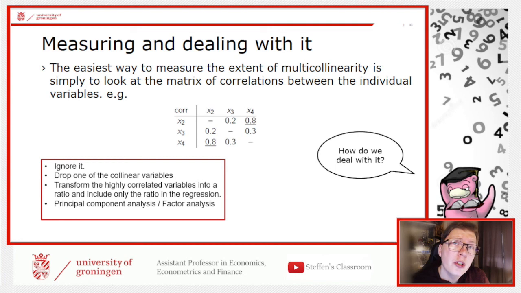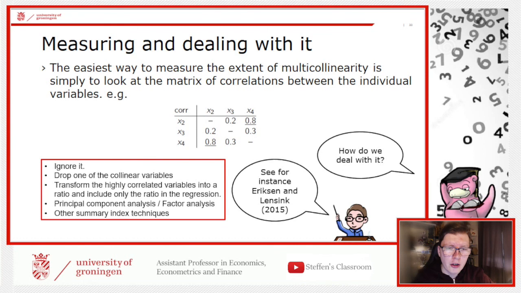And of course, there also exist other summary index techniques that can take a large number of variables and sum them down into, well, fewer. Again, I've also done that in one of my previous papers and also my master thesis, because I thought this was a really cool technique. That's why I used it and it turned out to be a really good idea. So you can also find that in Eriksson and Lensing from 2015.